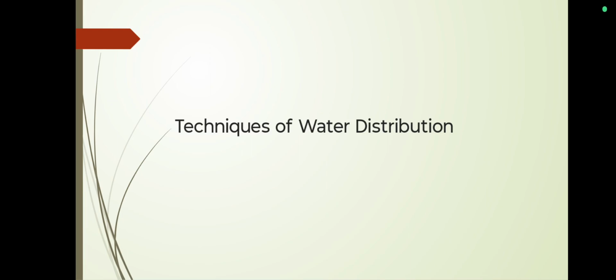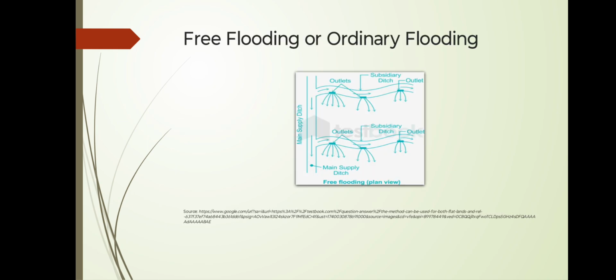Today I will start a new topic, techniques of water distribution. So we all know that there are various ways in which the irrigation water can be applied to the field. Their main classification: free flooding, border flooding, check flooding, basin flooding, furrow irrigation, sprinkler irrigation and drip irrigation. So the first one is free flooding, also known as ordinary flooding.